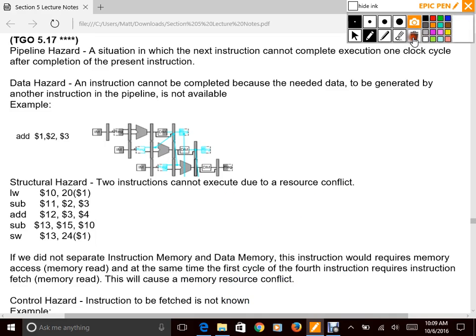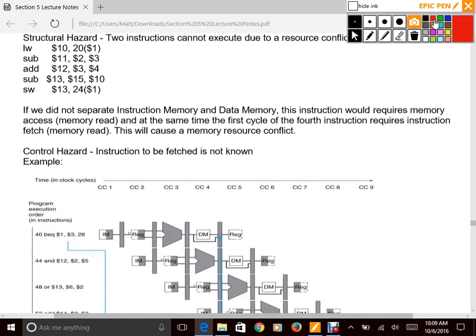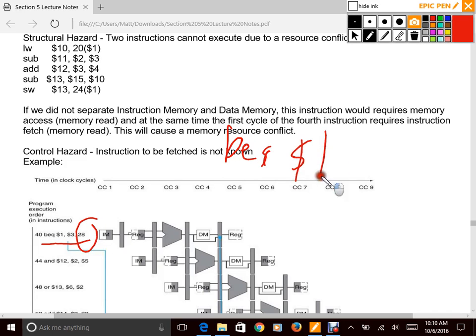I'm going to scroll up here. So control hazard. So that last part, instruction fetched is not known. While this is a little bit bigger than what you'd require, anything where branch equivalent is being done, right? So I have branch equivalent. I have 28 there, so I'm trying to branch 7 instructions, right? So what happens is I have branch equivalent, I am comparing 1 and 3, and I am trying to figure out whether or not I want to branch 28 or 7 instructions.